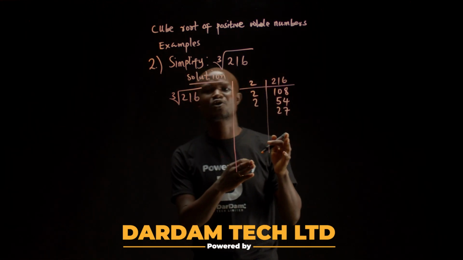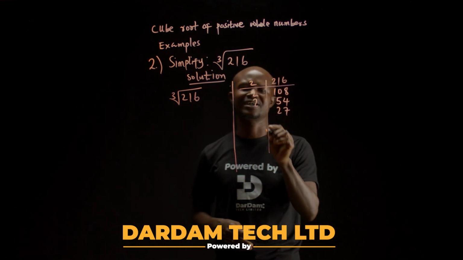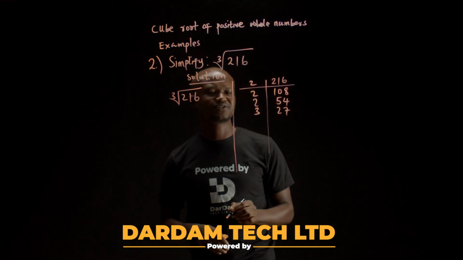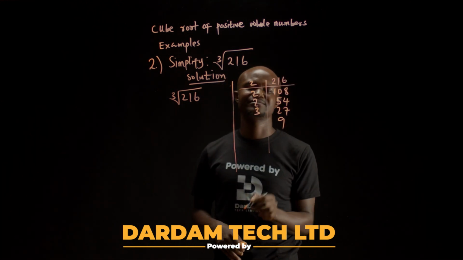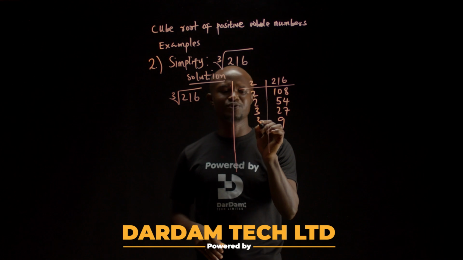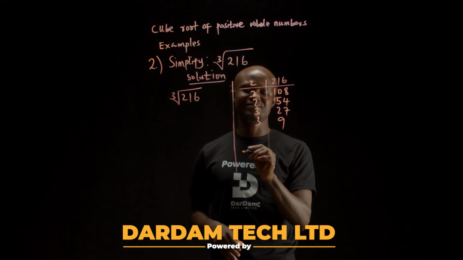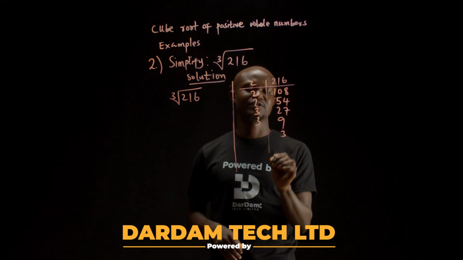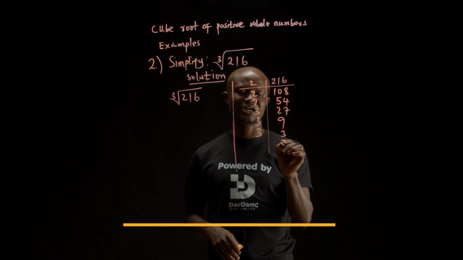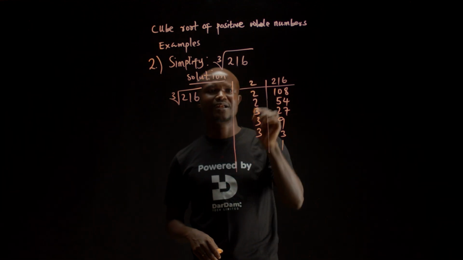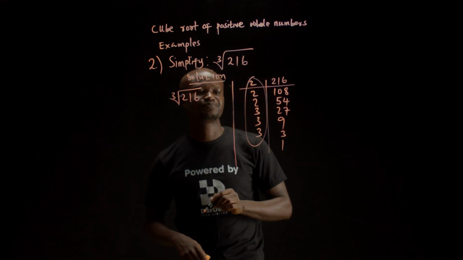Now, what number can go into 27 without remainder? We have 3. 27 divided by 3, what do we have? 9. We use 3 also. 9 divided by 3, we also have 3. We use 3. 3 divided by 3, what do we have? 1. Now, this is what we are looking for.